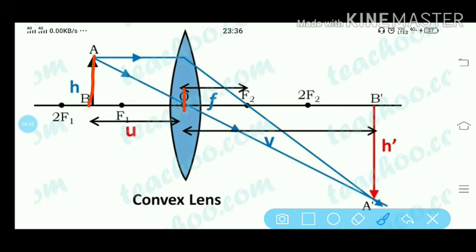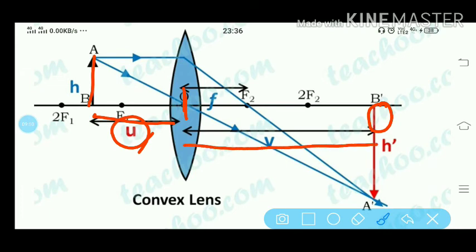This is our object. The distance from here to the optical center, this distance is U. This is our image. So the distance from optical center to image, this is our V, and this is the focus point. So this distance from optical center to focus point is our focal length. We have to derive the relation among these 3.